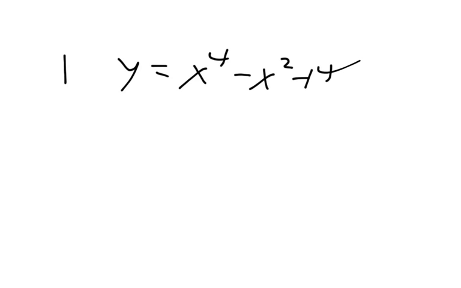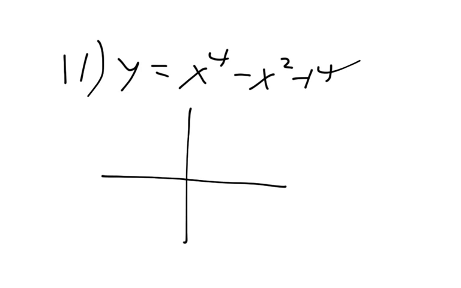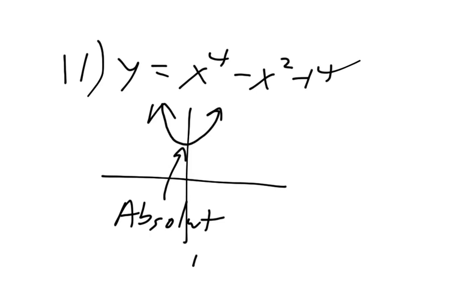In problem number 11, when I graph x to the fourth minus x squared plus 4, that's not a very good graph. It looks like this, and that critical point is an absolute minimum.